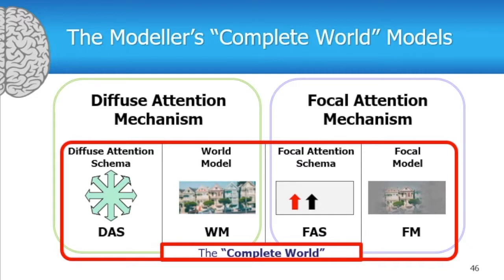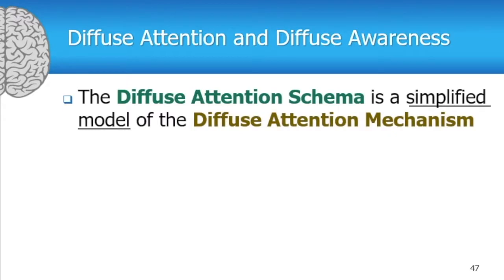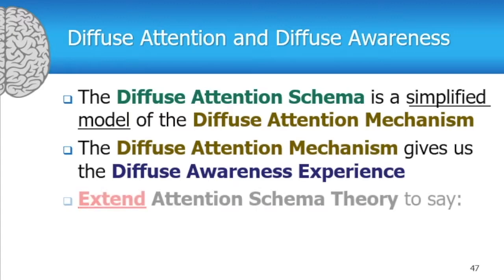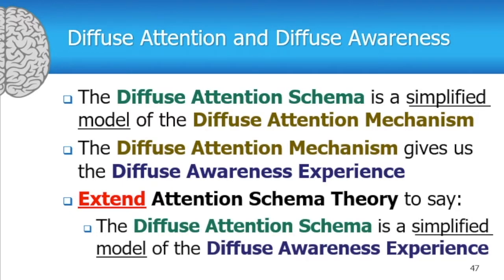Let's extend attention schema theory to this new diffuse attention mechanism. The diffuse attention schema is a simplified model of the diffuse attention mechanism, and the diffuse attention mechanism gives us the diffuse awareness experience. This is a preview of how I will extend attention schema theory to apply to the diffuse attention schema. I will say that the diffuse attention schema is a simplified model of the diffuse awareness experience. Again, this statement of extended attention schema theory is almost the logical consequence of the two previous statements.